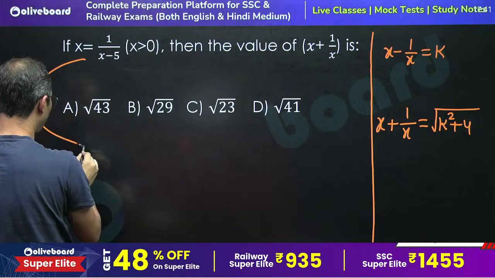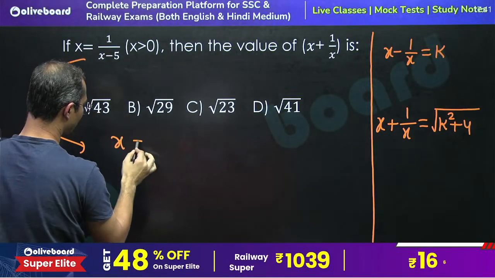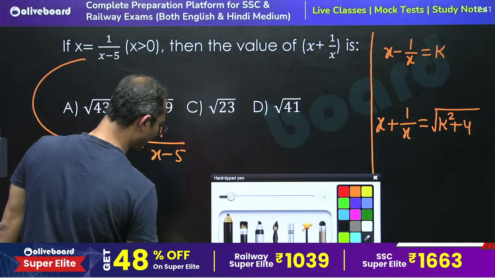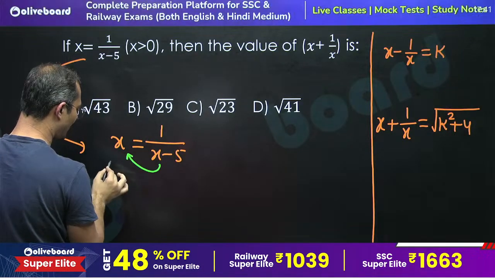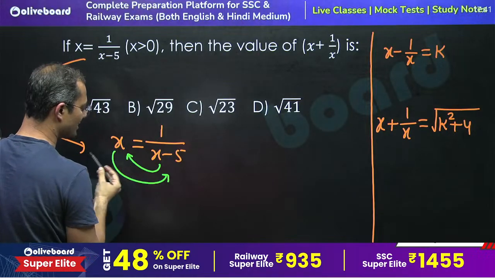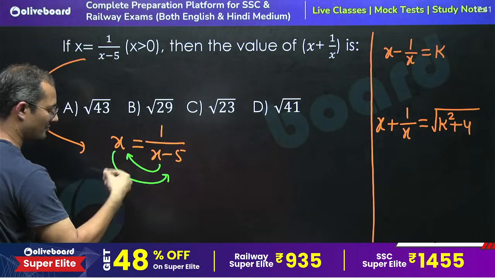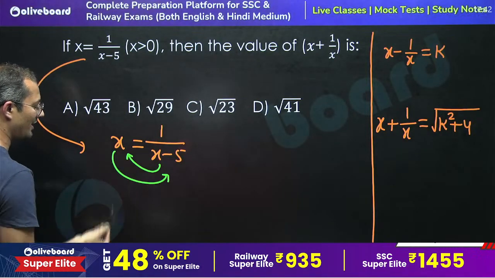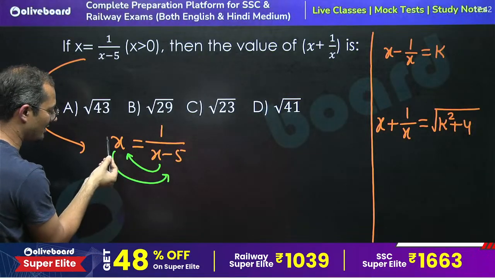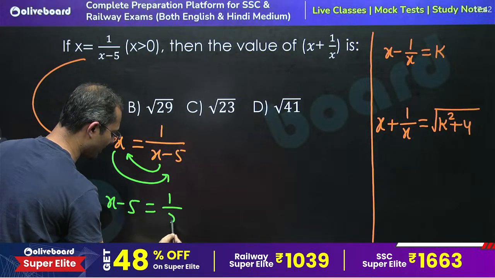So we have x is equal to 1 upon x minus 5, right? So just transfer x minus 5 to the right side, and transfer x to the left side. Sorry for the confusion. Transfer x minus 5 to the left side and x to the right side, which means x minus 5 is equal to 1 upon x, right?